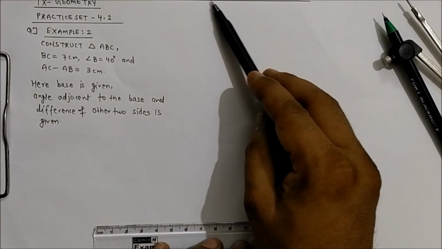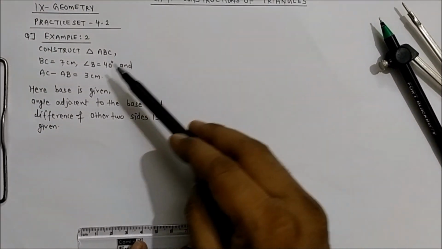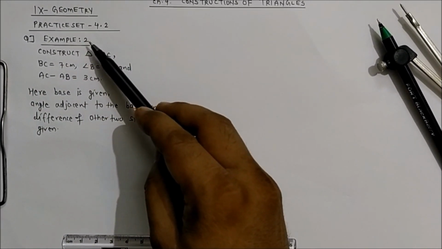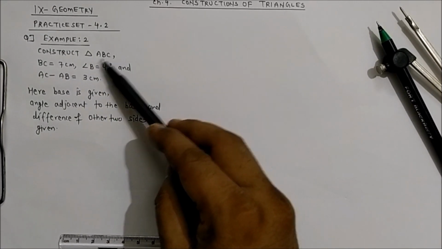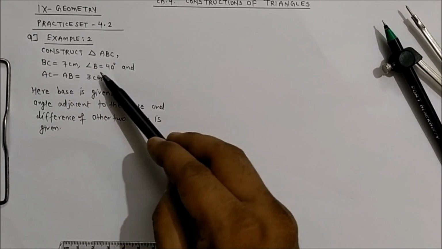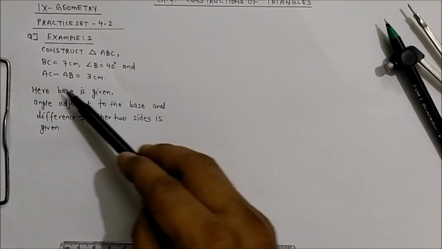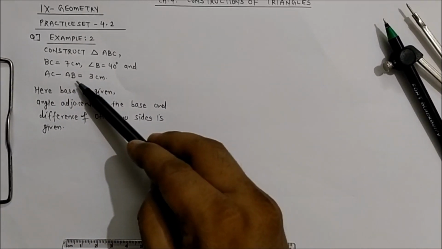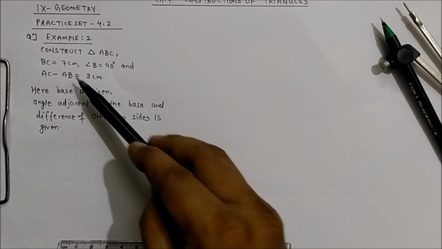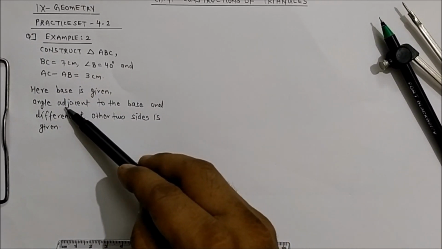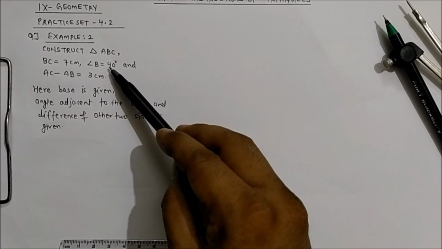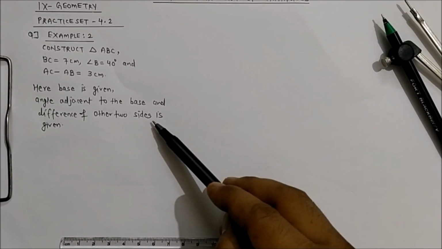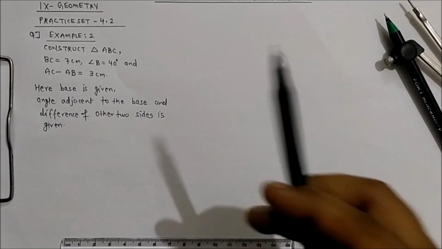So in the topic construction of triangles, see one example from practice set 4.2 that we have taken. Construct triangle ABC, BC 7 cm, angle B 40 degrees and AC minus AB 3 cm. So we can see here the base is given, 7 cm, the angle adjacent to the base, that is 40 degrees, and AC minus AB, that is the difference of the other two sides, is given. So here we have to construct this triangle.